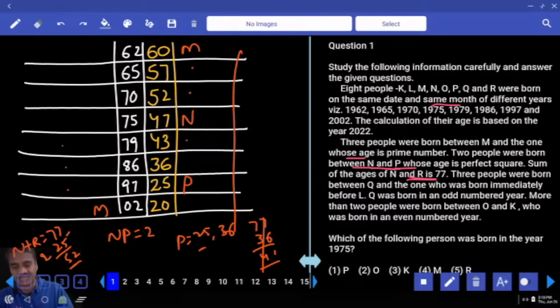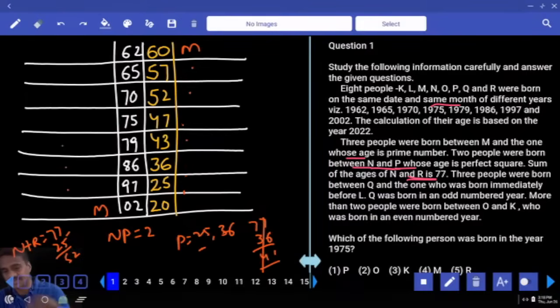Now here, how many possibilities are there for this one? P can be 25 or P can be 36. Clear? Now if P is 25 here, then what is the age of this one? N and P, there are two people. Fine. Then in this case, N plus R is how much? 77. Then what should be the age of N? N is 47. Then R must be how much? 30. Is it possible? No. Hence, it cannot be at that place. P cannot be 25. Then what is the other possibility we have? P must be 36.